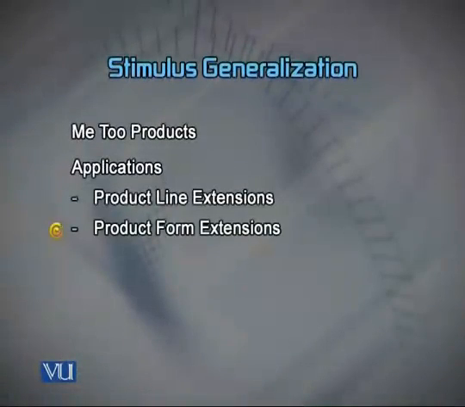Now, the second concept is product form extension. That was product line extension. Now, this is product form extension. Product form क्या है? उसकी shape change हो जाती है. The original job that is being done is the same.